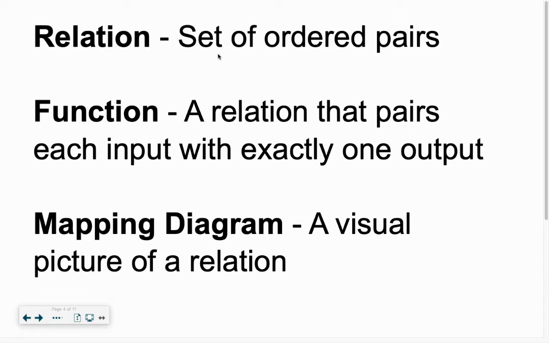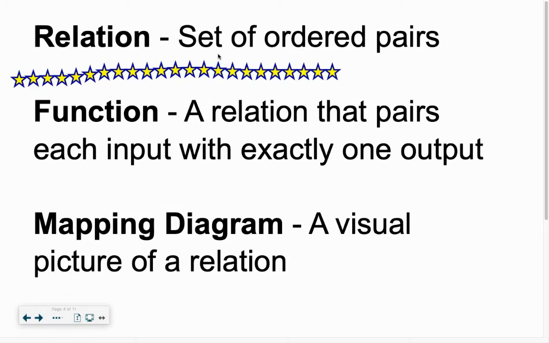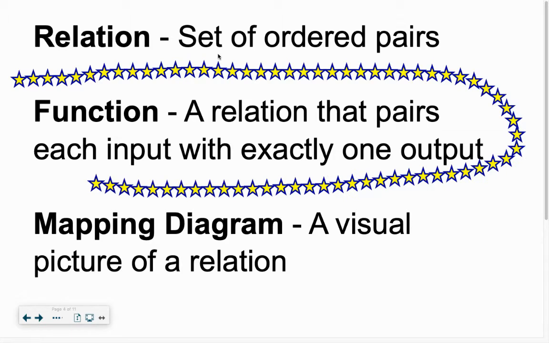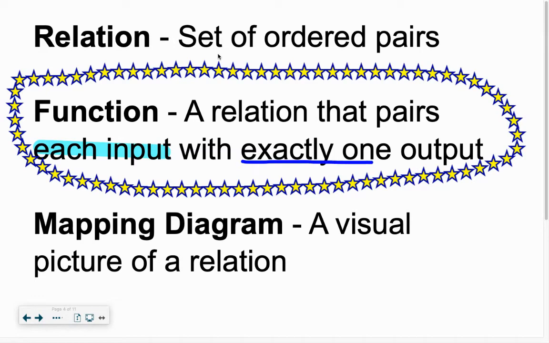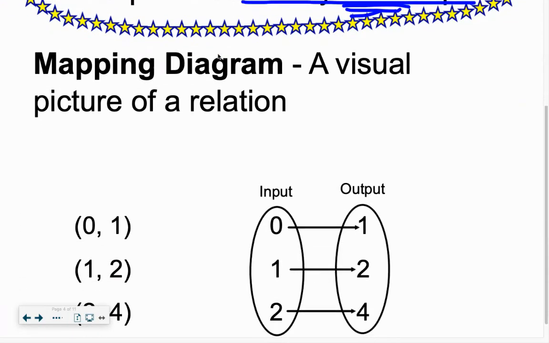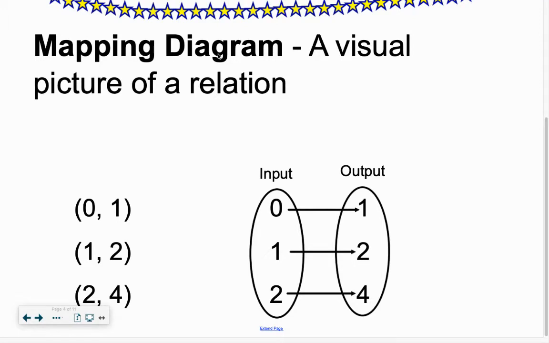A relation is a set of ordered pairs. And a function, this is what we're going to talk a lot about today, is a relation where each input has exactly one output. And we'll see that as we look at some examples, but that's the big thing we need. And then you can see our phrase here. We've got a mapping diagram. It's a visual picture of a relation. It maps from the input to the output. So down here, bottom of your notes, you can see that's what we've got going on.